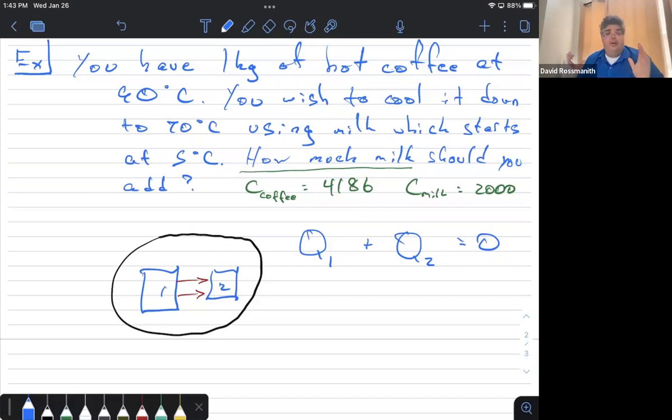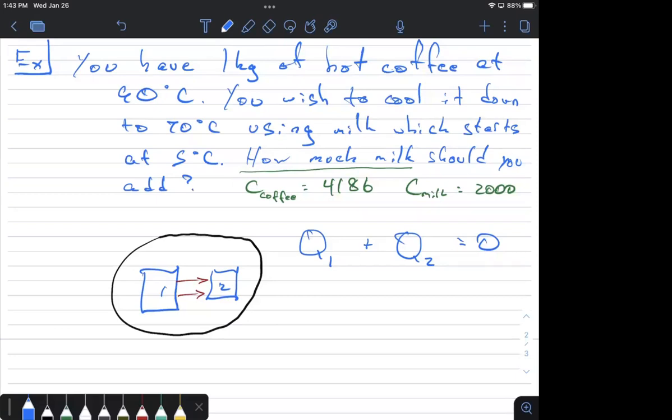There's some energy in the system. It can't change. If 1 loses it, 2 has to gain it. There's no other choice. So that's our big equation. Question? Yeah, so would 1 always be negative and 2 always be positive?